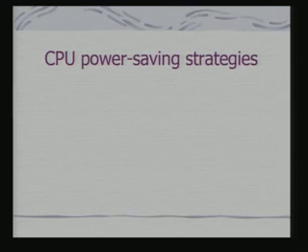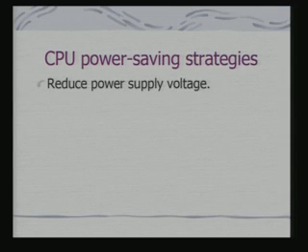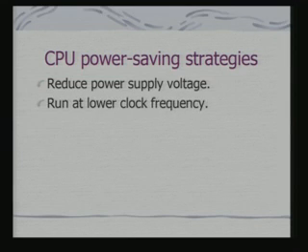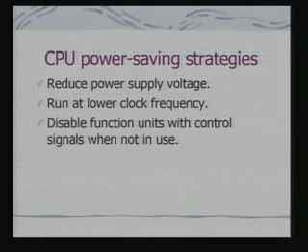So, how are CPU power saving strategies implemented? The first thing is you reduce the power supply voltage. The moment I reduce the power supply voltage, power would go down. I have already seen that from the CMOS relationship. Run at a lower clock frequency, that is also another way of reducing the power. The relationship has already been established.